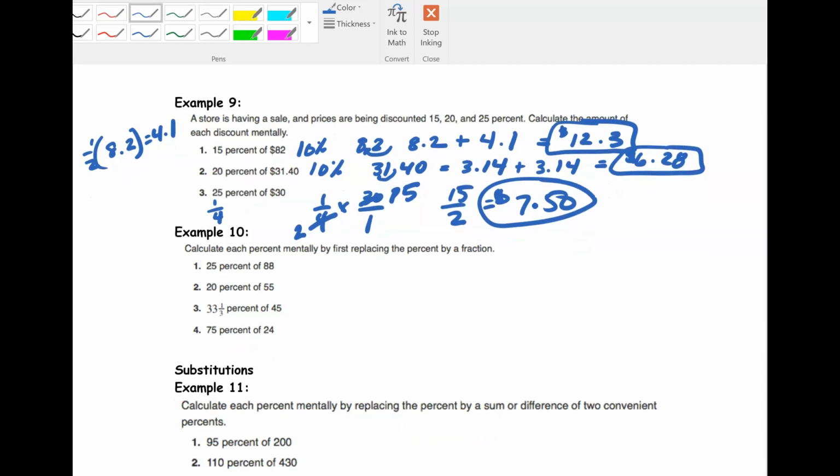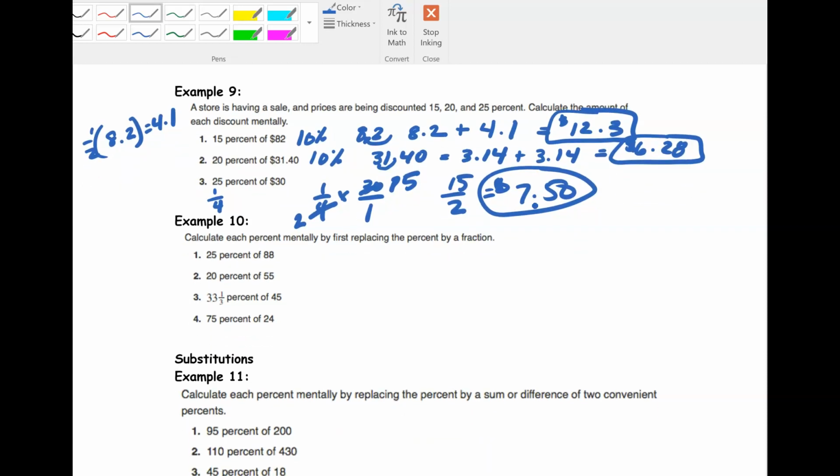So example 10, these are similar. Calculate each percent by replacing the percent by a fraction. So 25% of 88, you could just say a quarter times 88. Divide 88 by 4, which is 22. 20% is the same thing as 1/5 times 55. 5 goes into 5 once. It goes into 55 11 times, so you end up just getting 11 for that one. 33 1/3%, that's just 1/3 times 45 over 1. 3 goes into 3 once. It goes into 45 15 times, so you end up getting 15.